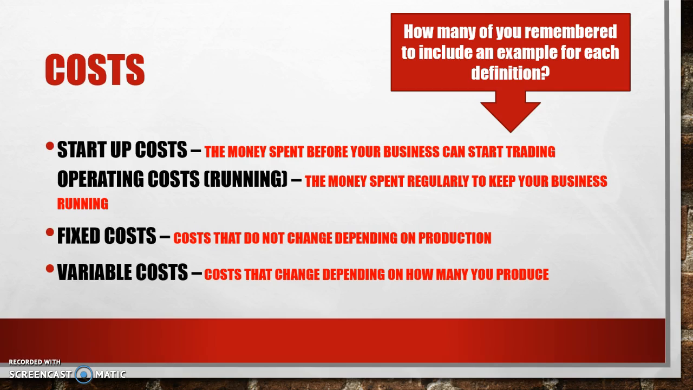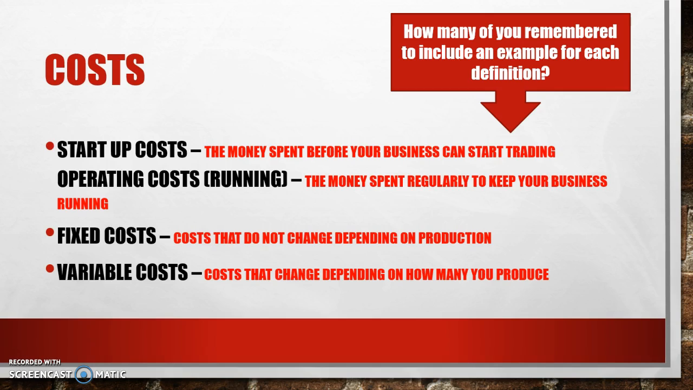So as we just did with variable costs, costs that change depending on how many you produce, e.g. raw materials. Not putting the example in will only get you 1 of the 2 marks. You have to put the example in to get the 2nd mark. So if you didn't do that, make sure that you're aware that that is something.